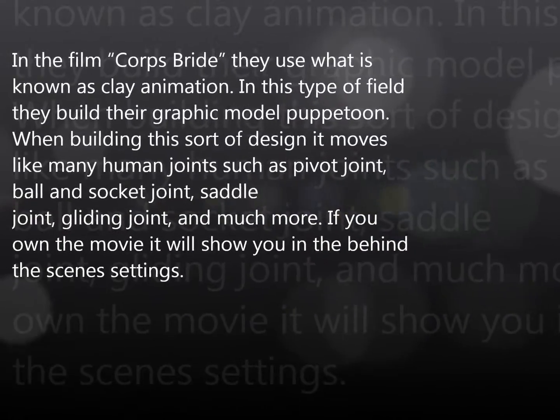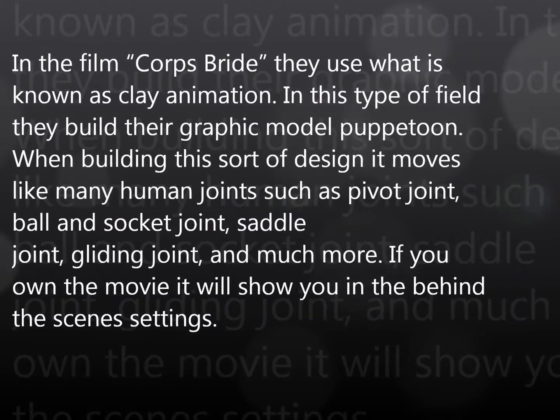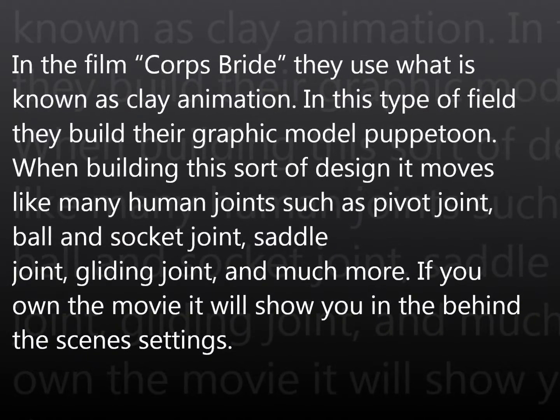In the film Coraline, they use what is known as clay animation. In this type of field, they build a graphic model puppetry. While building this sort of design, it moves like many human joints, such as pivot joint, ball and socket joint, saddle joint, gliding joint, and much more. If you own this movie, it will show you in the behind-the-scenes setting.